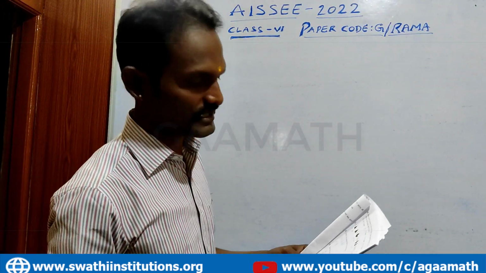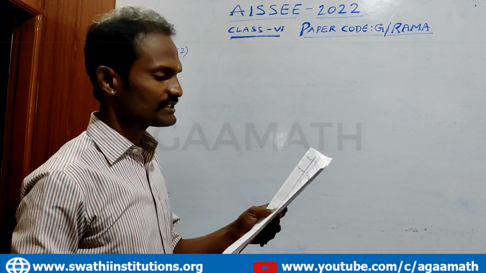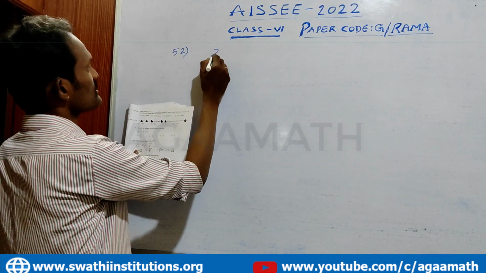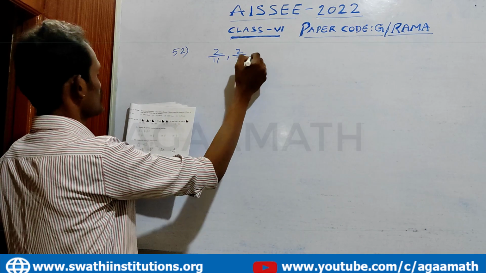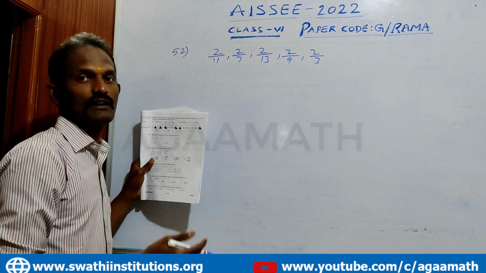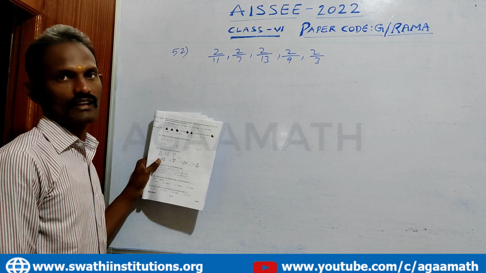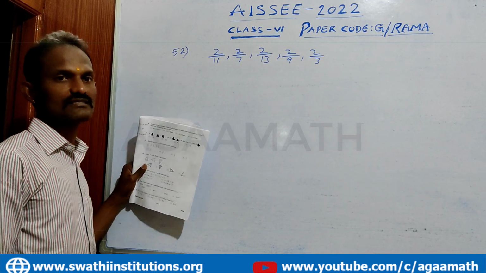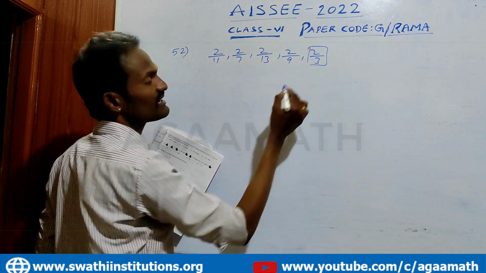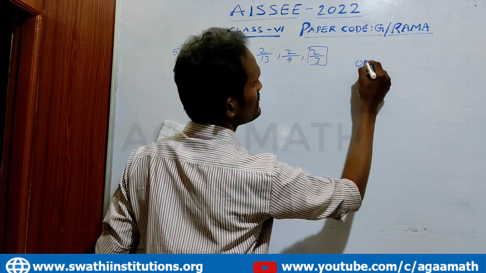Okay, the next question is 52. Question number 52. Identify the greatest fraction from the following. The given fractions are 2 over 11, 2 over 7, 2 over 13, 2 over 9 and 2 over 3. When fractions are given with the same numerators, as I said just before, the smaller denominator has the greater value. So 2 over 3 is the greatest value, so that is option 4. Option 4 is the right answer.